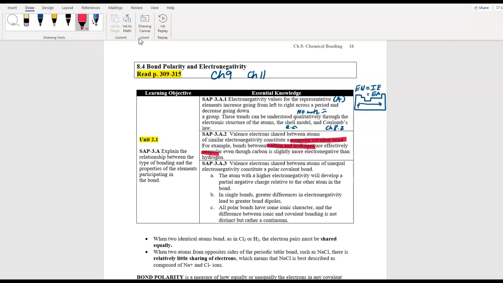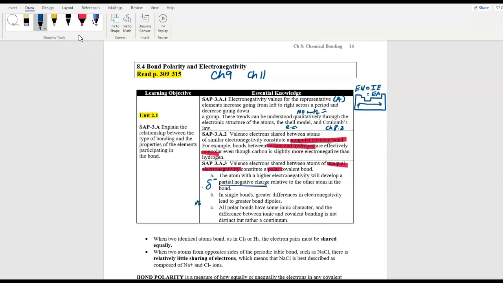Valence electrons shared between atoms with an unequal distribution of electronegativity constitute a polar covalent bond. The atom with a higher electronegativity will develop what's called a partial negative charge. To draw a partial negative charge, it looks almost like an 8 that is not closed up, or some people call it a cursive S. This is called a partial negative charge, relative to the other atom in the bond, and obviously the other one would be a partial positive.